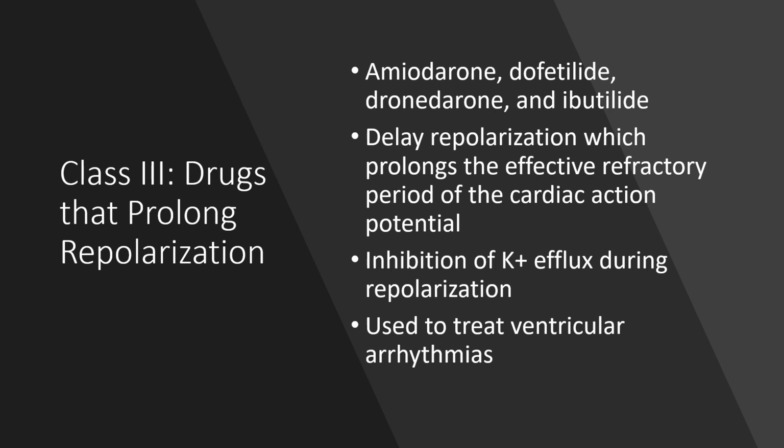And the class 3 drugs actually limit the ability of potassium to leave the cell during phases 2 and 3 of the action potential, which leads to the prolonging of the repolarization phase and prevents the cell from firing another action potential too rapidly. So the ventricular arrhythmias such as VTach, VFib, and the supraventricular arrhythmias such as postoperative AFib are going to be the primary indications for using the class 3 drugs.